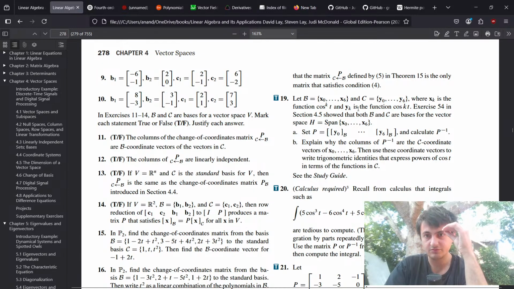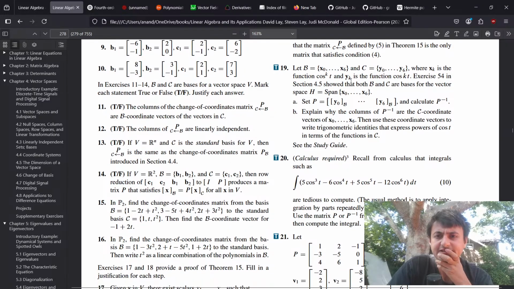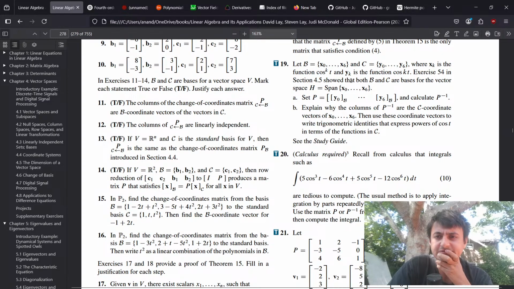Okay, so 19. Let B equal x0 to x6, C is y0 to y6, where x_k is the function cos to the k of t. So is the first basis not just 1? I'm pretty sure the first basis is 1.